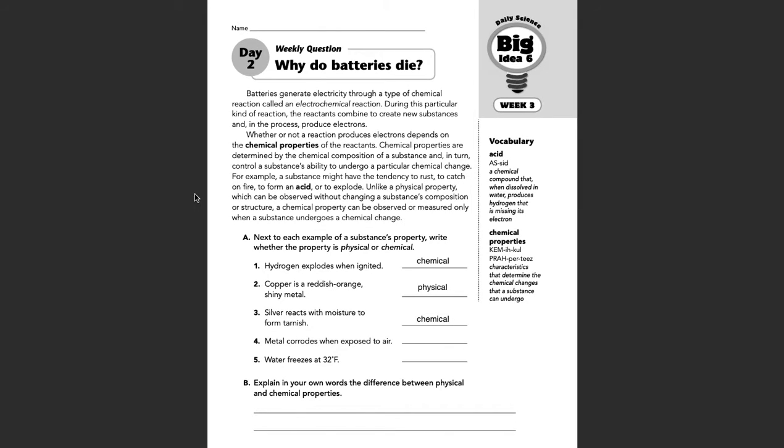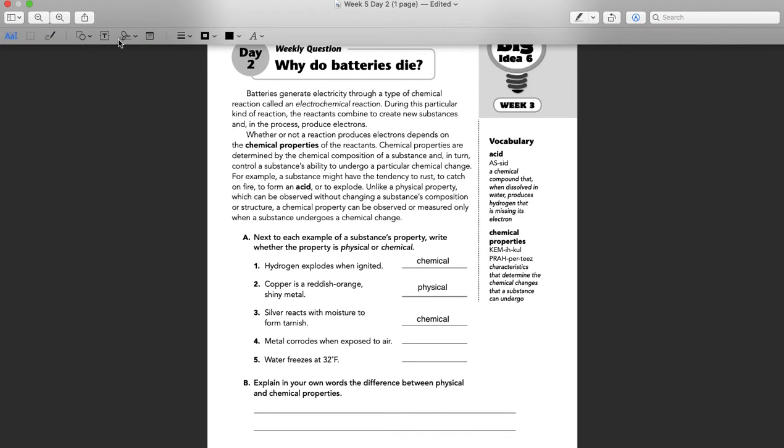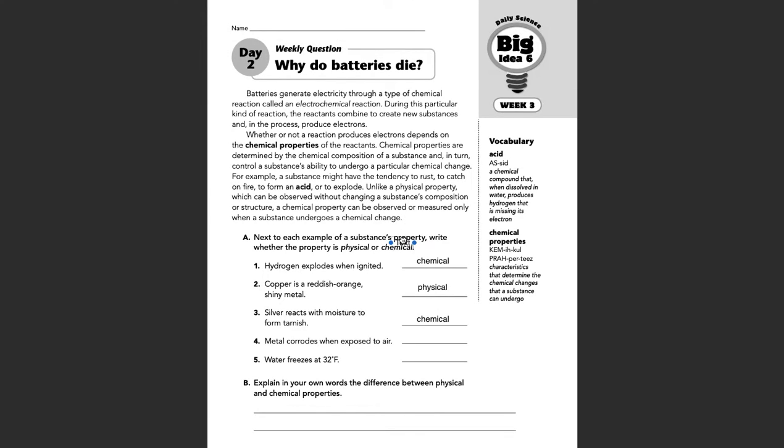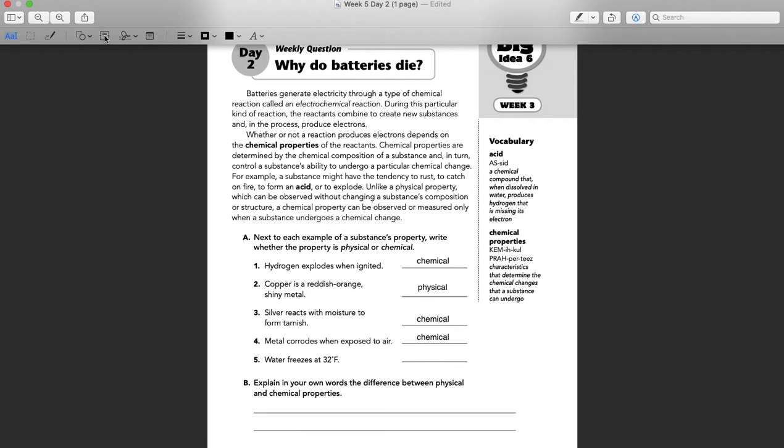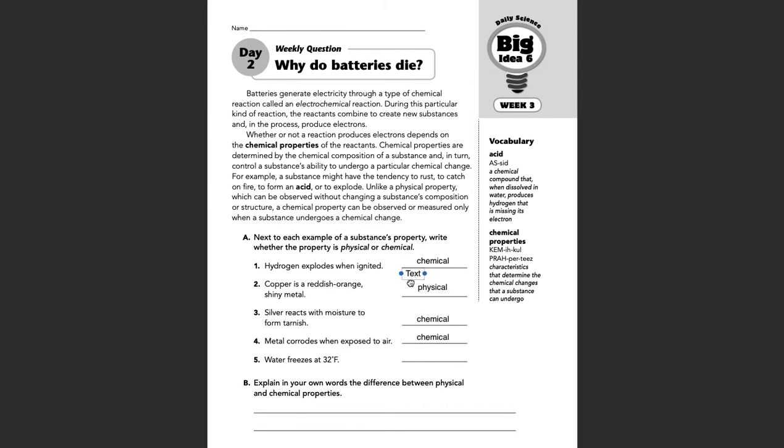Metal corrodes when exposed to air, so corrosion. That would be another substance's ability to undergo a particular chemical change, so that would be chemical. And water freezes at 32 degrees Fahrenheit, that would be a physical property because it's changing it from a liquid to a solid. So that would be physical.